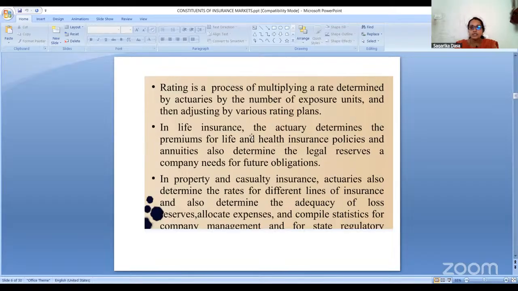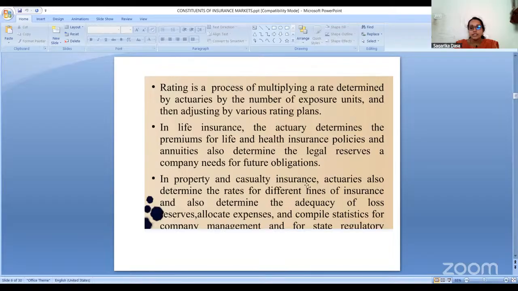In life insurance, the actuary determines the premium for the life and health policies and annuities, and also determines the legal reserves a company needs for future obligations. In case of life insurance, the actuary, the person who fixes the premium based on the life and health insurance policies the insured parties have taken, also determines the legal reserves a company needs for further obligations, for any complaints, what type of legal reserves the insurance company has to maintain.